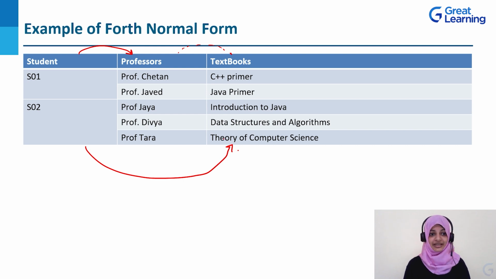So this means that student is actually defining professors and student is also defining textbooks. But there is literally no relation between the professor and the textbook. This is a multi-valued dependency. How do we remove this dependency? We remove the dependency by splitting up the table in such a manner that only the values which are related or dependent upon one another are a part of a single entity.